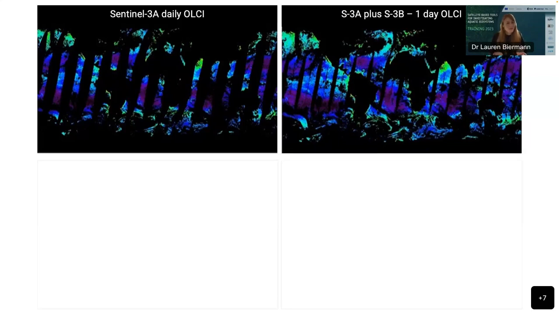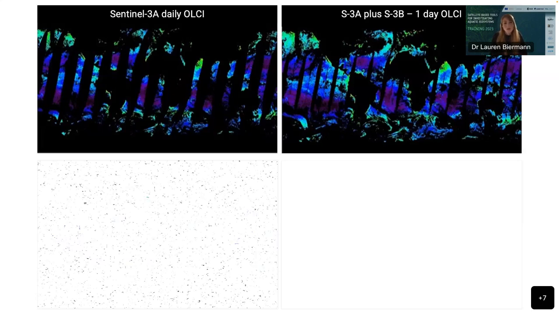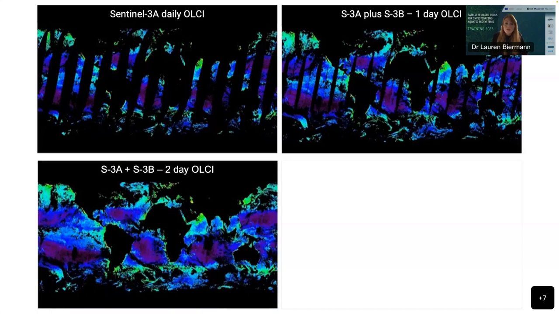So today is Wednesday, is that right? Today is Wednesday. If I want to know what the global oceans look like without such a big impact from cloud and with absolutely no impact from swath gaps, I can merge data that was collected on Monday and Tuesday to give me a composite. And now we have no swath gaps, but again, lots of cloud.